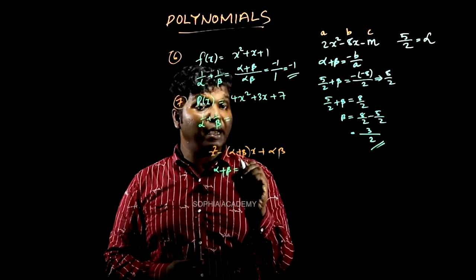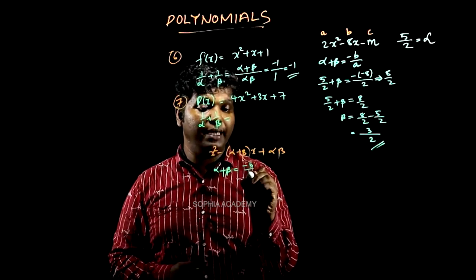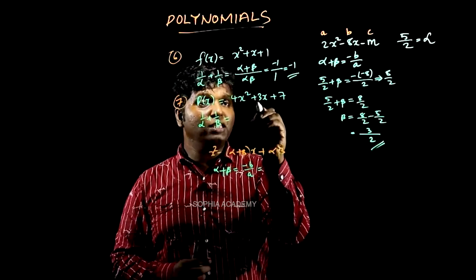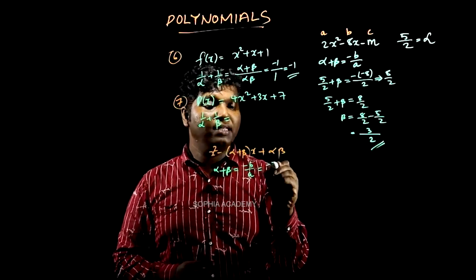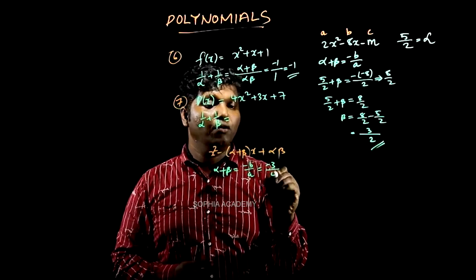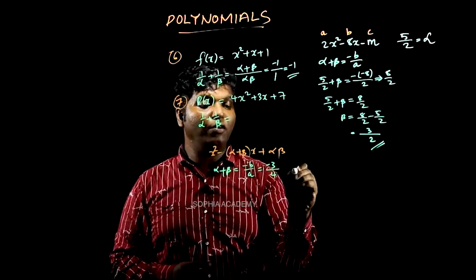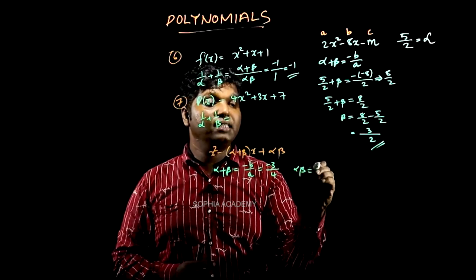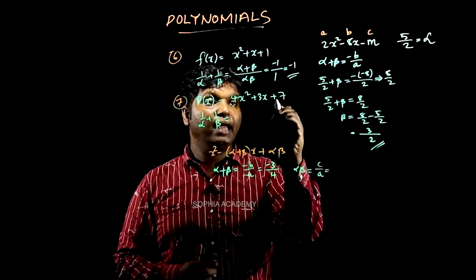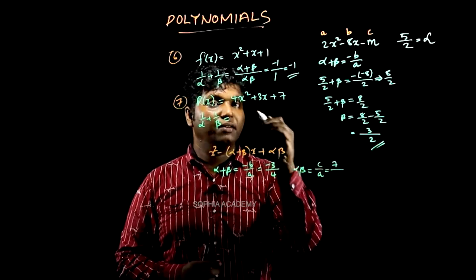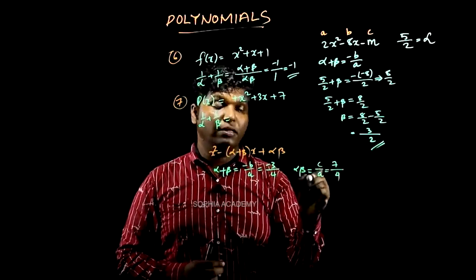Alpha plus beta is minus b by a, right? That is minus of, this is the b, right? So minus 3 by a is 4. Then what about alpha beta? It is c by a. What is c by a? Here the c is 7 by 4. That is c by a.